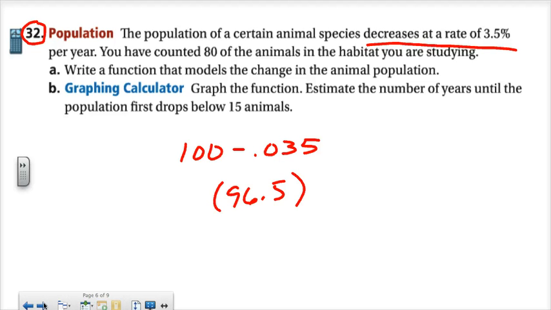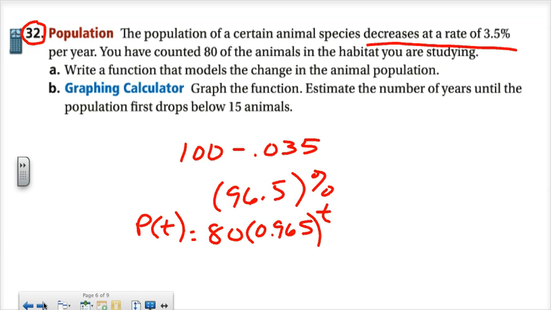So what we need to do next is think, okay, well, how does that set up? It says you've counted 80 of the animals in the habitat that you are studying. So starting off with 80, but then we have to change that percentage that we found back into a decimal. And since this is going to happen each year, I'm going to go ahead and use t instead of x there. It doesn't make any difference. I mean, we could make this a little fancy and come over here and say that what we're going to find is the population function, that function based on t, where t is the number of years.